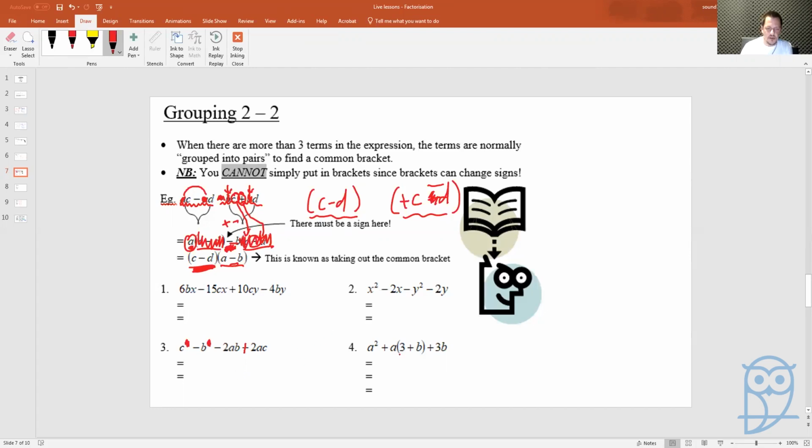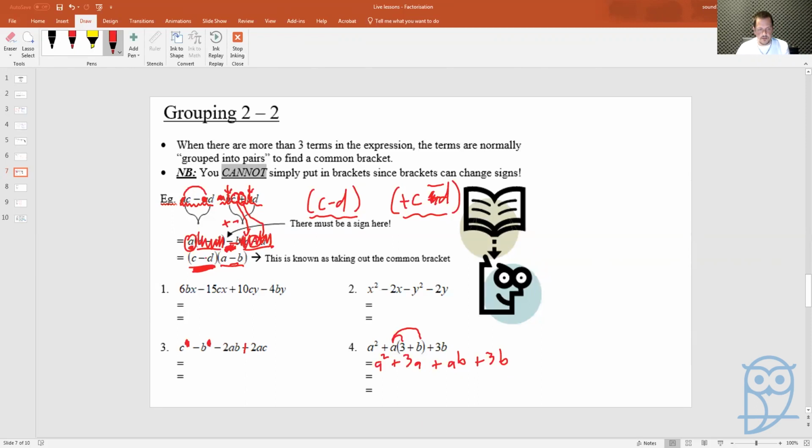Okay. What makes this one slightly more complicated is that at the moment, it's 3 terms. But you can use distributive law here to distribute the a into the brackets. We've got a squared plus 3a plus ab plus 3b. And in doing that, you have now created 4 terms. And with 4 terms, you can do grouping. And then you're going to decide which ones you're going to group, how you're going to do it, and then do your grouping factorization.